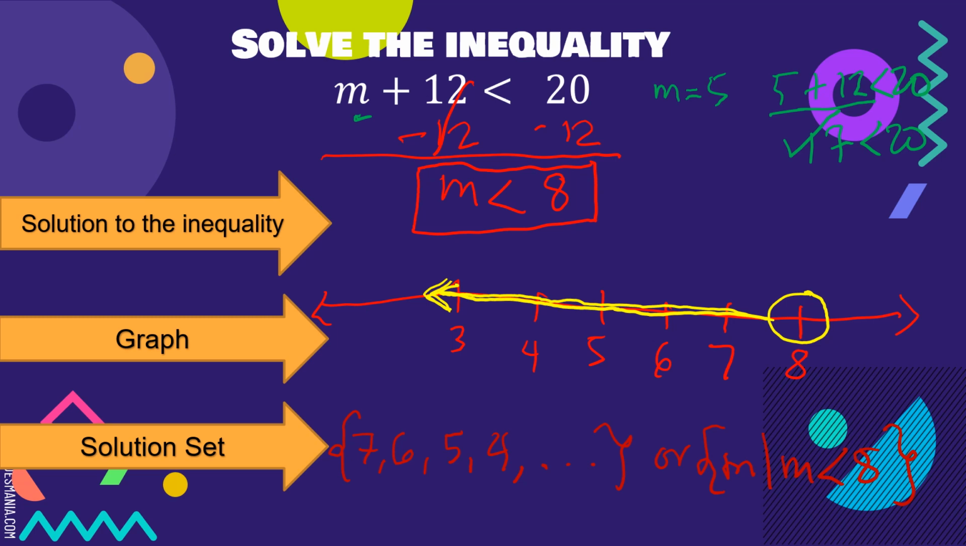What if we extend this number line? After 8, it will be 9. Let us say m is equal to 9. So this will become 9 plus 12 is less than 20. If we add 9 plus 12, the answer is 21, which is less than 20? We are aware that 21 is not less than 20, and that is false. That is why 8 and 9 are not part of the solution set.